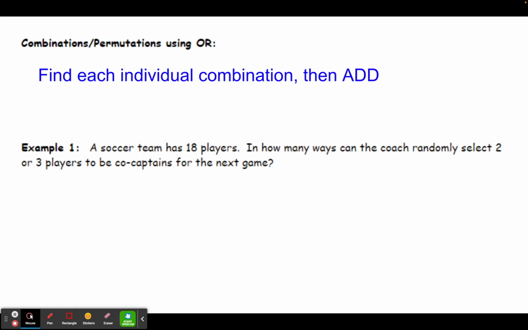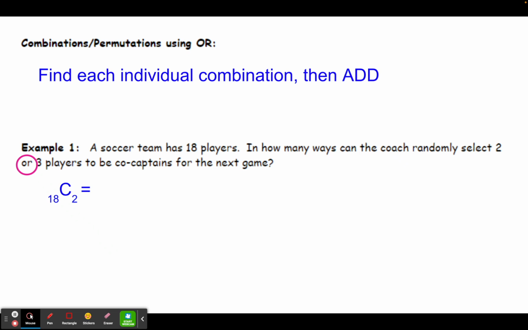In example number 1, it says a soccer team has 18 players. In how many ways can the coach randomly select 2 or 3 players to be co-captains for the next game? Notice the word or in this problem. We know that when the coach is selecting co-captains, because they're equal rank, it doesn't matter who's selected first or second. So we would use a combination to solve this problem.